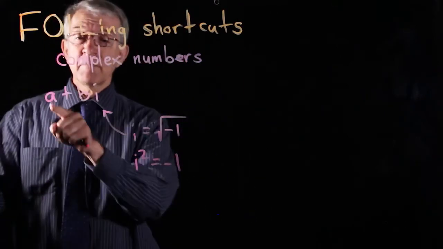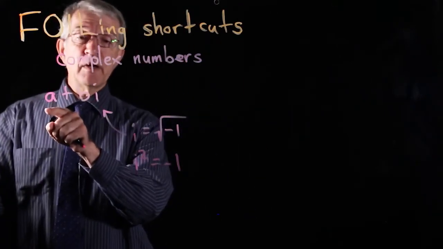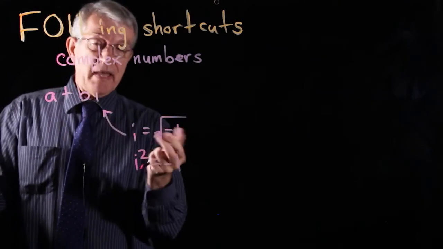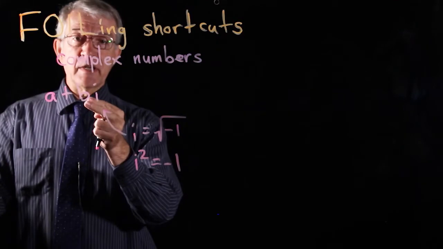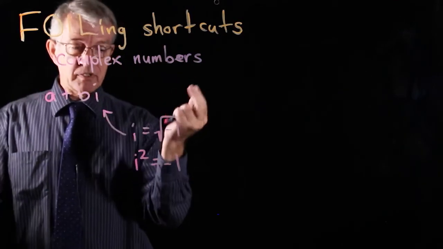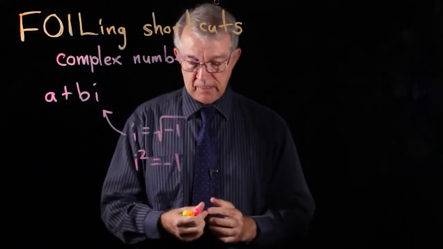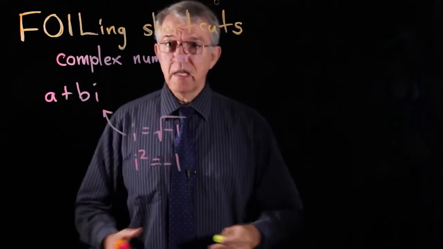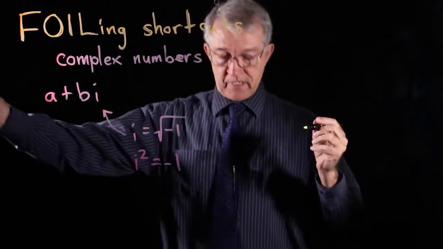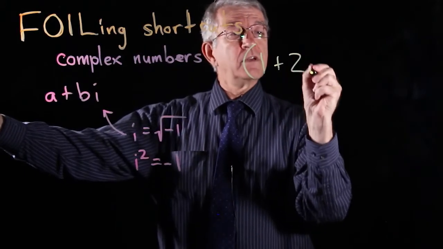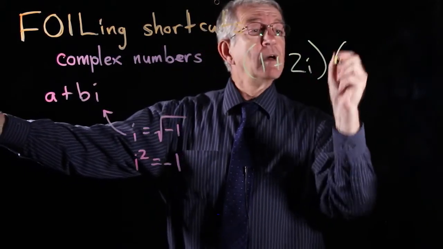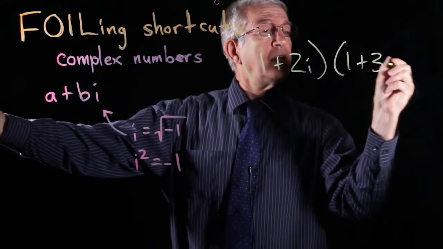It's convenient. This a is called the real part, and this b is called the imaginary part for that reason. And because it has a real part and an imaginary part, we call these complex numbers. So there you go with a little background on what a complex number is. Let's look at multiplying two complex numbers together. And my example will be 1 plus 2i times 1 plus 3i.